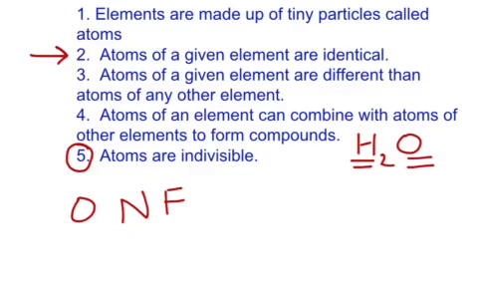And the last point in Dalton's atomic theory is that atoms are indivisible. This one we also know is not true. And the reason it's not true is because we know that atoms are made up of subatomic particles called protons, neutrons, and electrons that we'll get to in a later video.